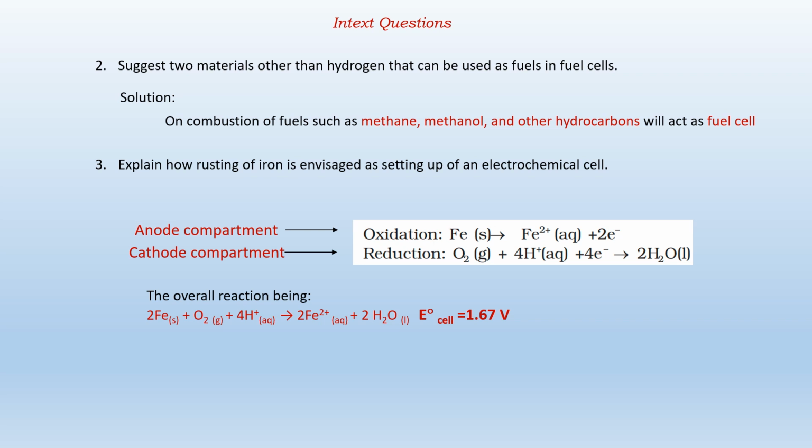Explain how rusting of iron is envisaged as the setting up of an electrochemical cell. Of course, the rusting of iron is an electrochemical reaction, as we have seen, because the iron is oxidized and the oxygen is reduced, and the overall cell potential is 1.67 volt. Why? Because the iron has a lower potential and the formation of water has a higher potential. Hence, it shows the overall cell potential. If you see a positive potential, then it is a spontaneous reaction. Then it is an electrochemical reaction, right?